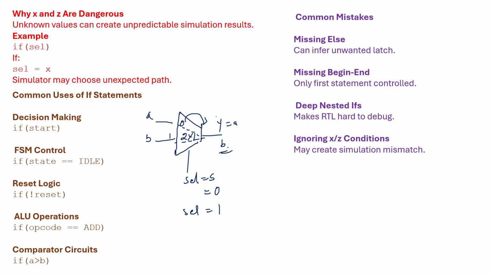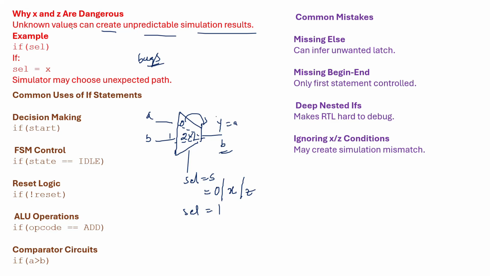Here I am getting the output called B. But if your select line is unknown or high impedance, what will happen? The simulator is choosing an unexpected path. That means you may get some unpredicted output at that time. Unknown values can create unpredictable simulation results. At that time we can get some hidden bugs.